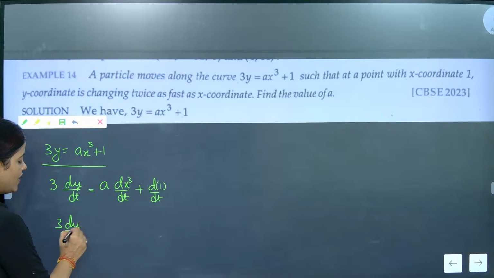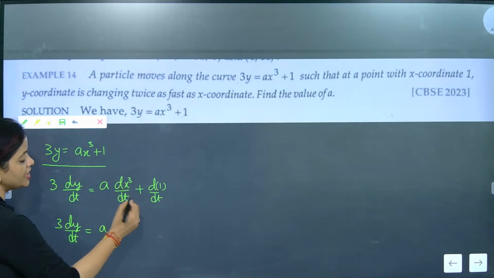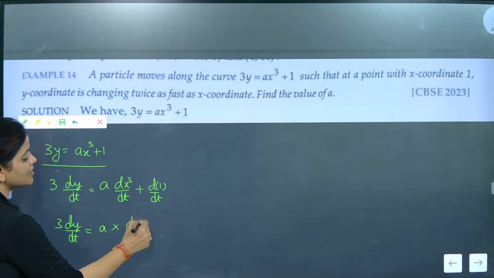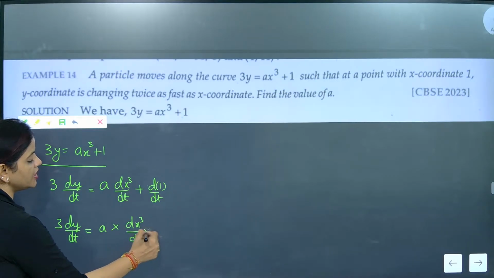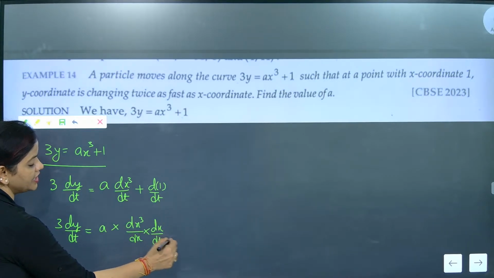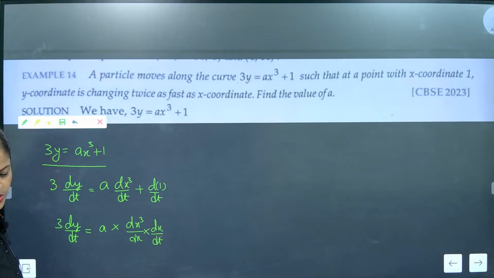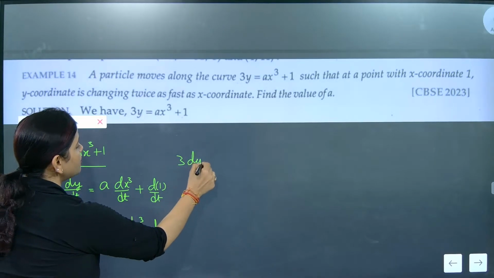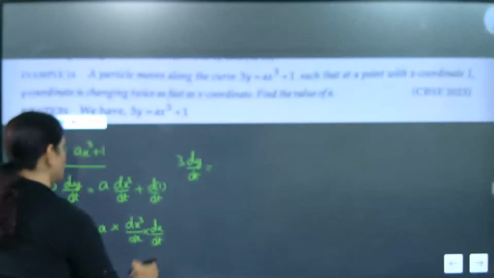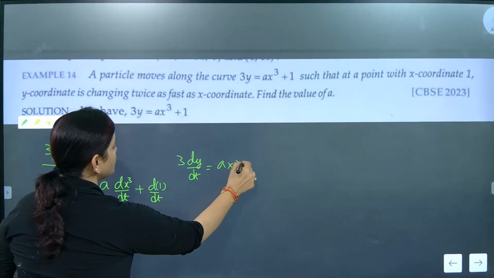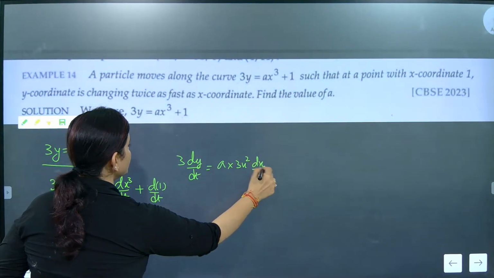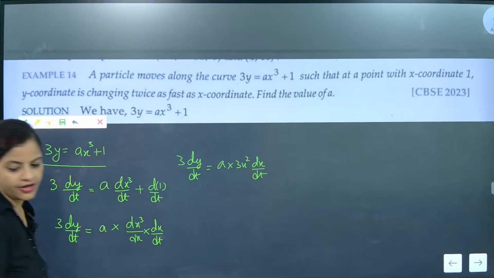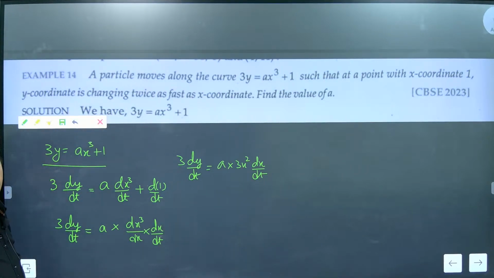3 dy by dt equals a times the derivative of x cube. x cube cannot be differentiated directly with respect to time, so it will come as 3x square into dx by dt. Understood? So it will become 3 dy by dt equal to a into 3x square dx by dt. Till here it is written, so 3ax square dx by dt.